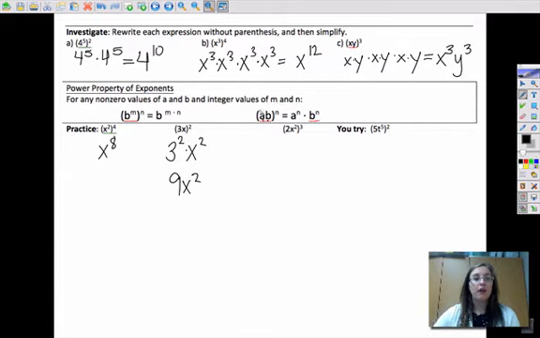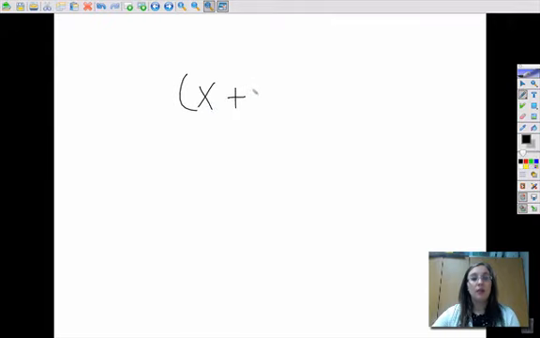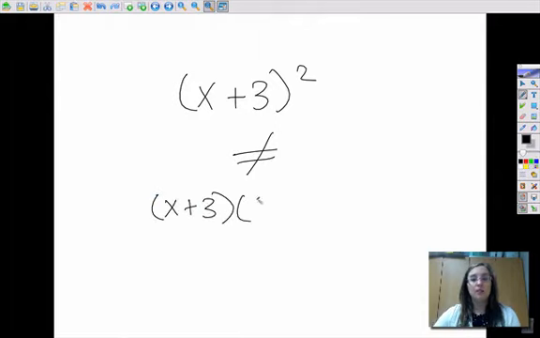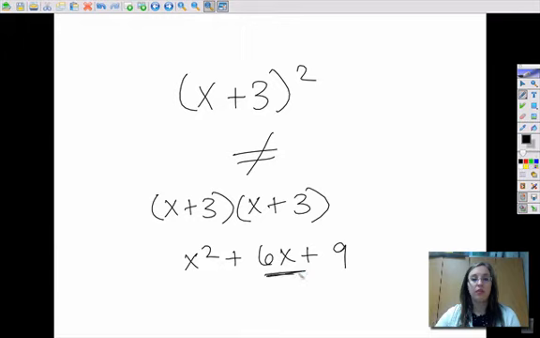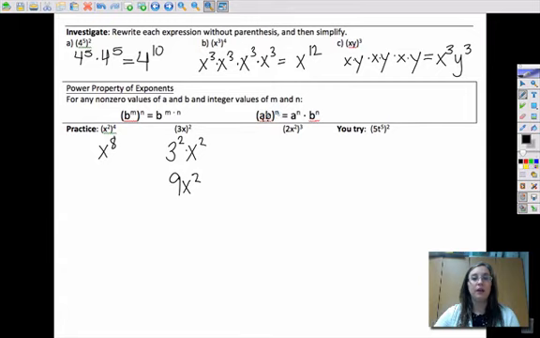Now this is only when I have factors inside the parentheses. Remember back to our last unit, if we have something like x plus 3 squared, that does not equal x squared plus 9. When I have a binomial squared, I have to think about taking x plus 3 times x plus 3, which means I have to FOIL and I get something like x squared plus 6x plus 9. You get a third term in there when you multiply a binomial. So this power property only applies to having a product inside the parentheses.